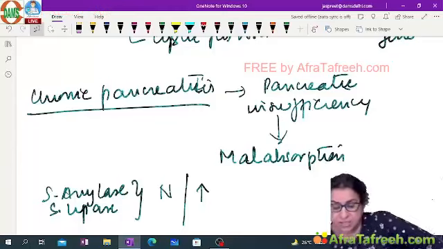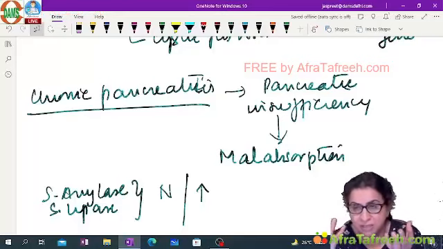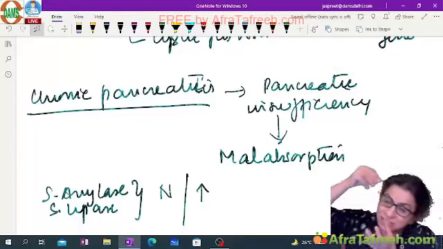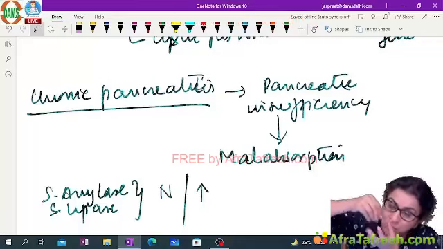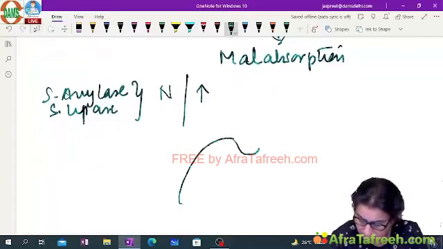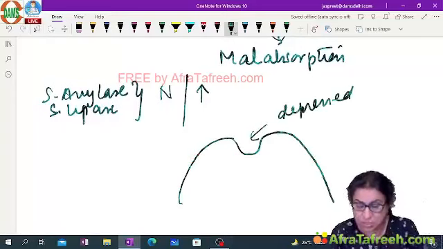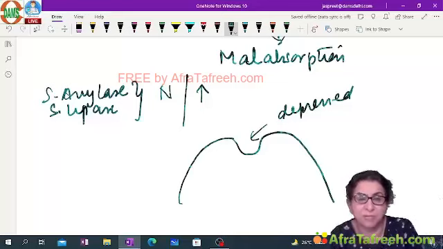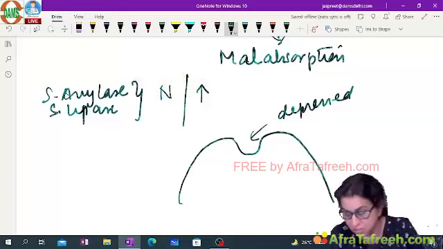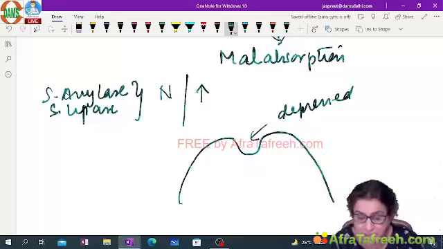Central umbilication means, in metastasis, when there are mets in the liver, you will have multiple nodules in the liver. The center of the nodule will be depressed, because the center portion of the nodule is furthest away from the blood supply. So the tumor cells here undergo necrosis, and because of that the central portion becomes depressed. This is called central umbilication.